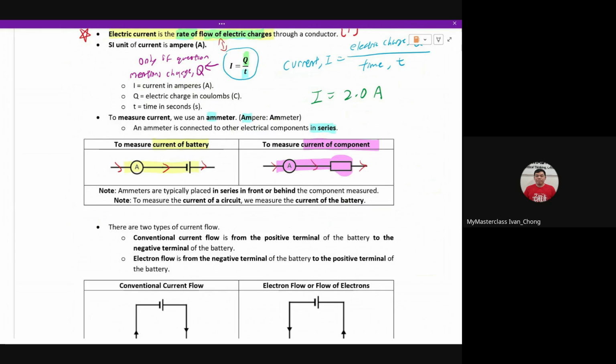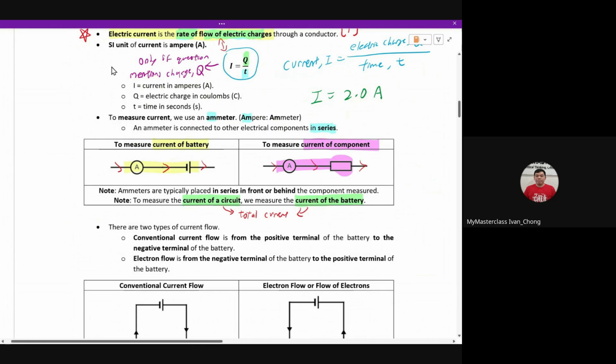Okay, so if you notice over here, if you want to measure the whole entire circuit, we will use the battery. If you want to measure your total current, we will use the current of the battery, because you can imagine your battery is like the brain, the power source of everything. So you have to take it from the battery, which will provide that total current to the rest of the circuit.